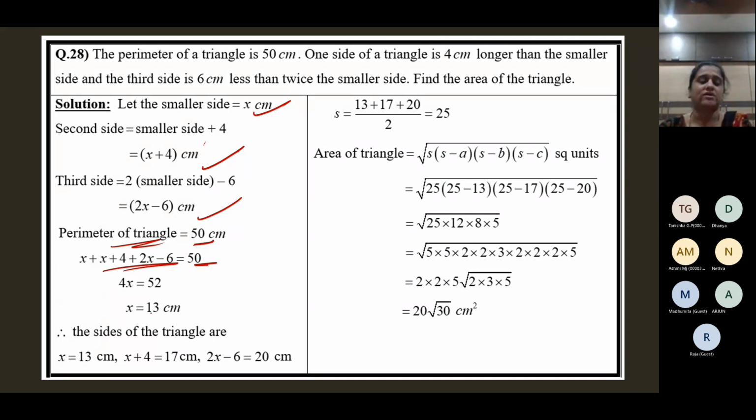Working that, you can find x. Once you find x, you can find the three sides of the triangle. So find the three sides: 13, 14, 17 and 20. My calculation is right, children. Did you check that?